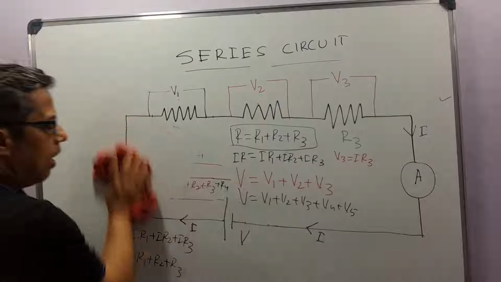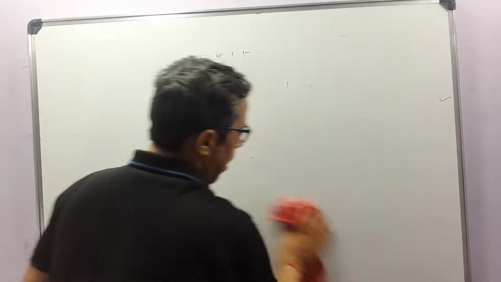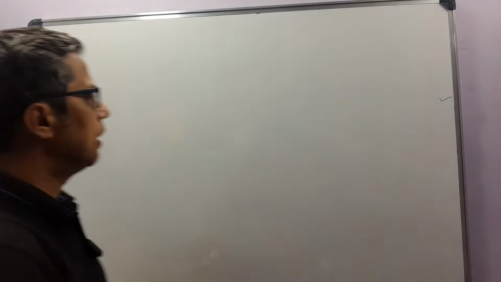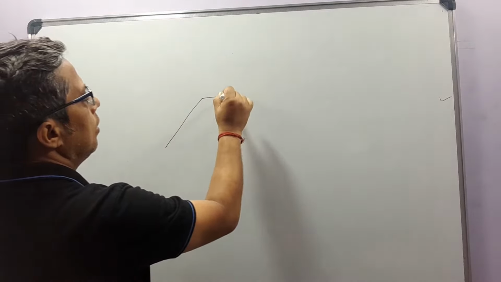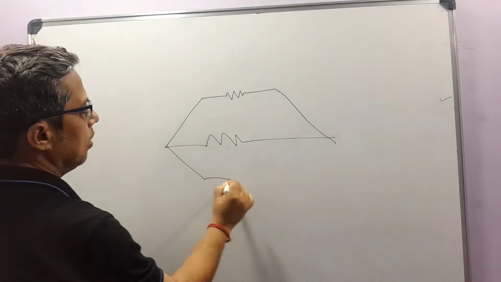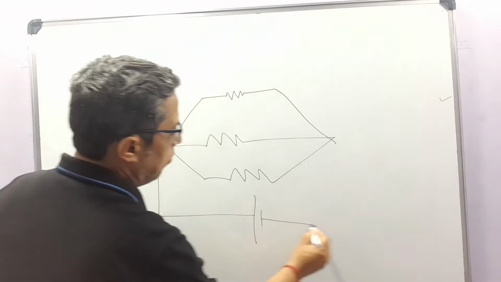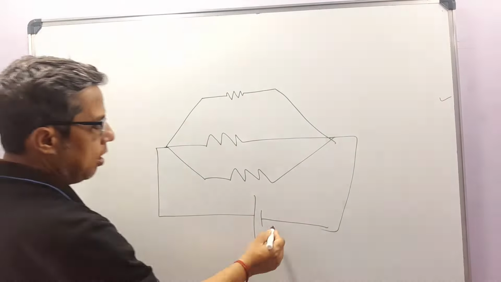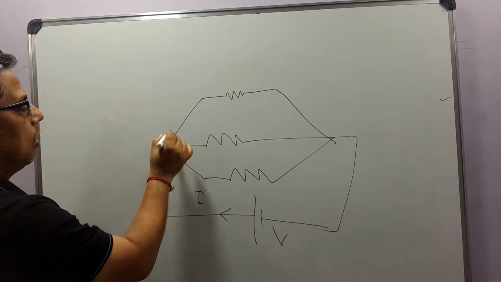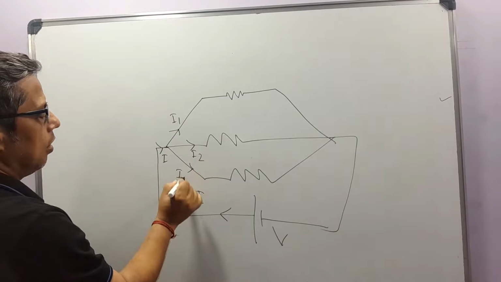Now let me show you the parallel. In the case of parallel, things change. In parallel, the voltage is fixed and the current is going to be distributed. Let's say three resistances connected like this. This is a voltage source, and this is the current. If this is V and this is current I, the current I enters here and then gets distributed: let's say I1 here, I2 here, I3 here.